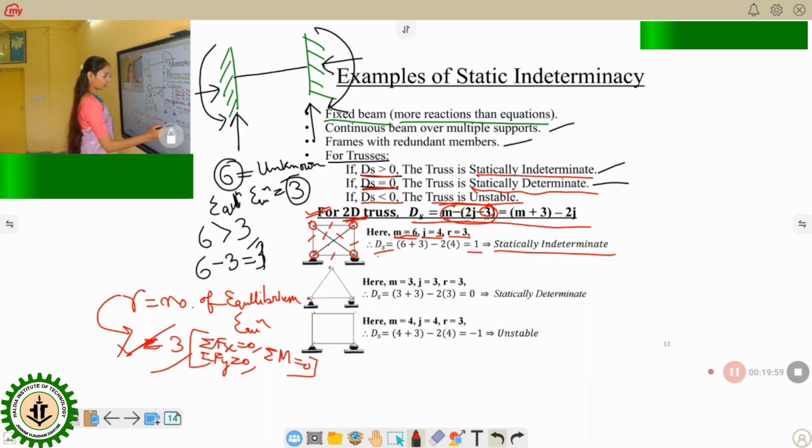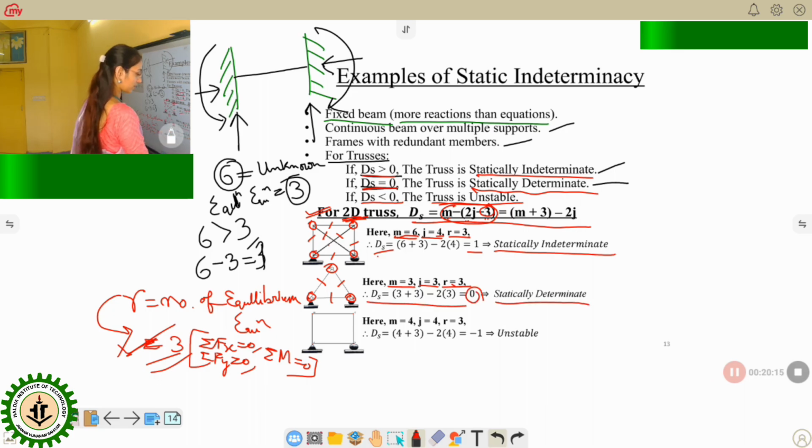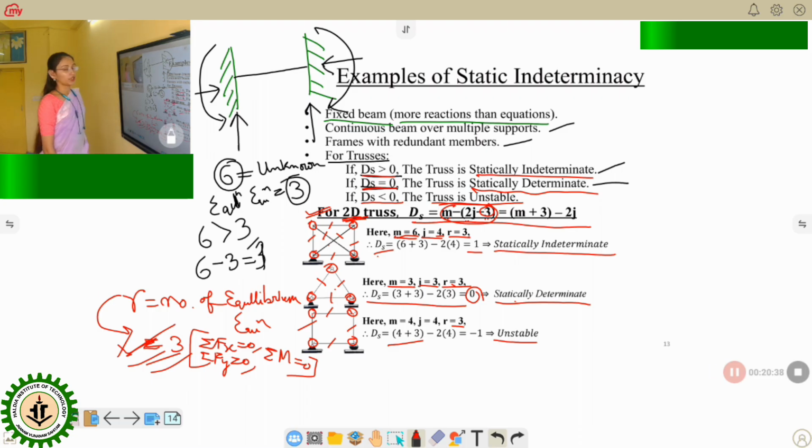Now for this triangle truss, member is 3, joint is 3, and unknown equilibrium equation is 3, because we are going for 2D only right now. So degree of static indeterminacy means 0. That is exactly the number of unknowns and the number of solutions justify each other, and the structure becomes statically determinate. Similarly, for this square truss, joints are 4, 1, 2, 3, 4 members, and equilibrium equation is 3. So this is minus m. Then the structure becomes unstable.